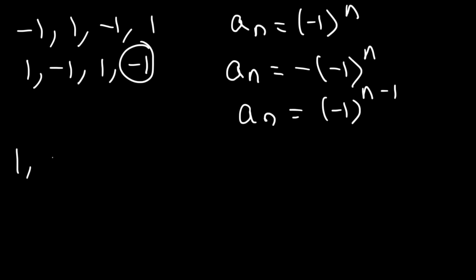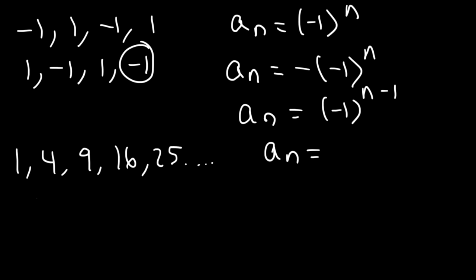Now what about this? 1, 4, 9, 16, 25, and so forth. What pattern can you see here? Notice that these are all perfect squares. The equation is n squared. 1 squared is 1, 2 squared is 4, 3 squared is 9, and so forth.